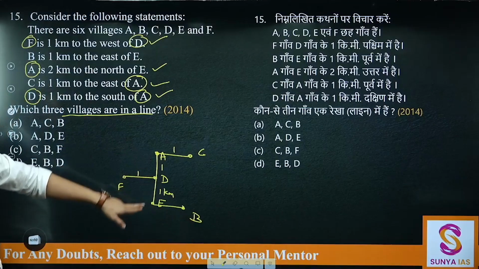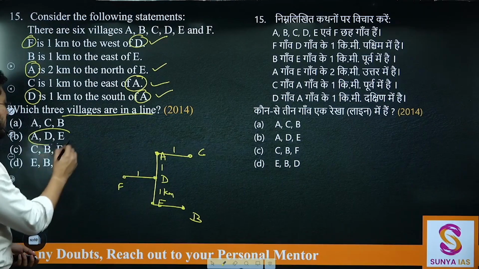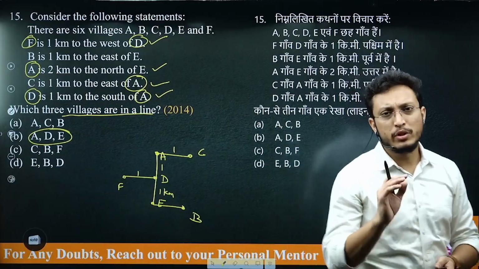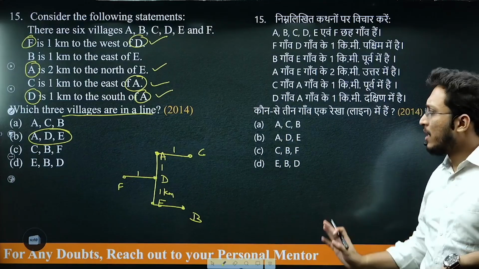Answer यहीं पर ही आ गया था when you have A, D and E in the same line. So you have A, D and E, that is option B as the correct answer. A, D and E are in a straight line. Question बहुत सिंपल था, कुछ नहीं है, बस locate करना है, ये देखना है कौन एक line में है. Let's see the next one.